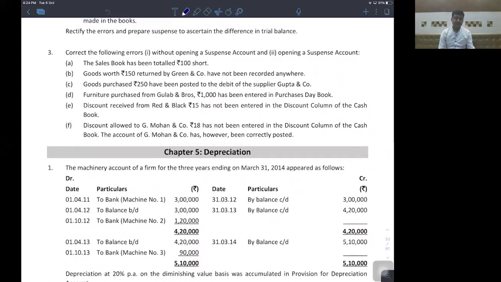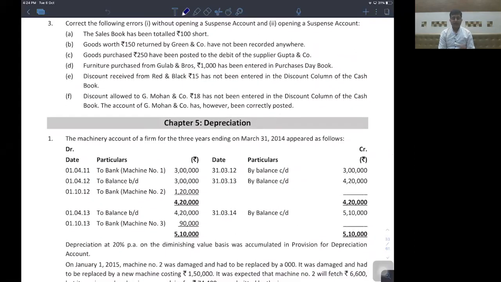All right. Okay, correct the following. Third one: correct the following errors without opening suspense account and after opening the suspense account. Now when it is without opening suspense account, then in that case you will simply be writing the statements instead of the entry. It will be rectified in the ledger account by writing so and so. This is how you should be writing those rectification entries.